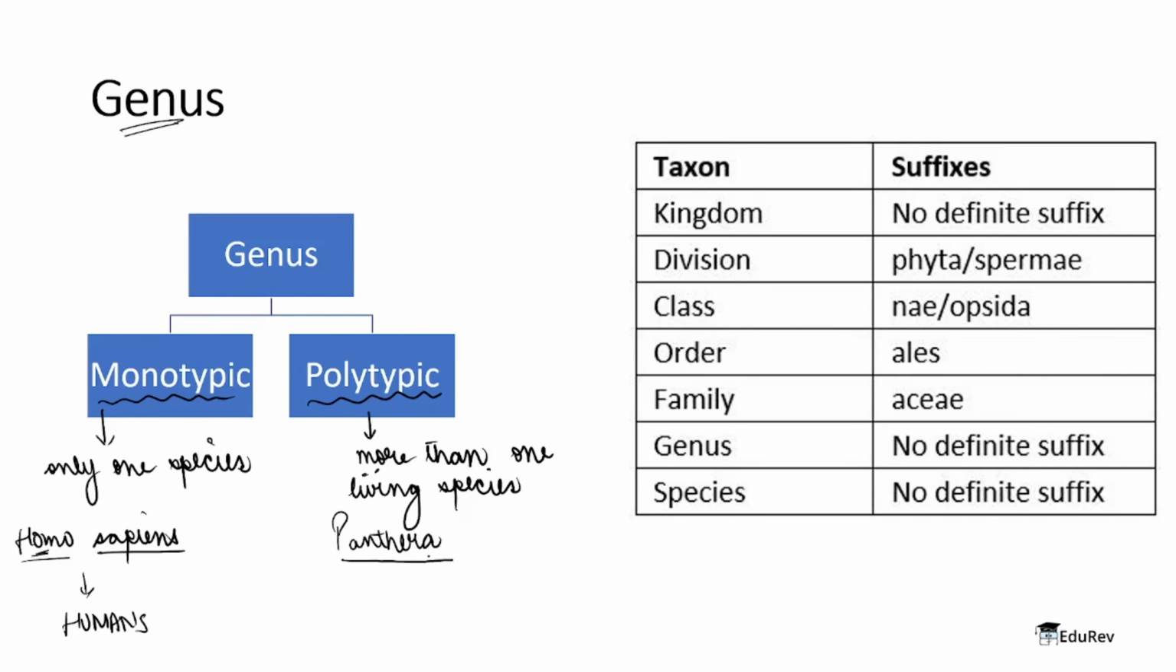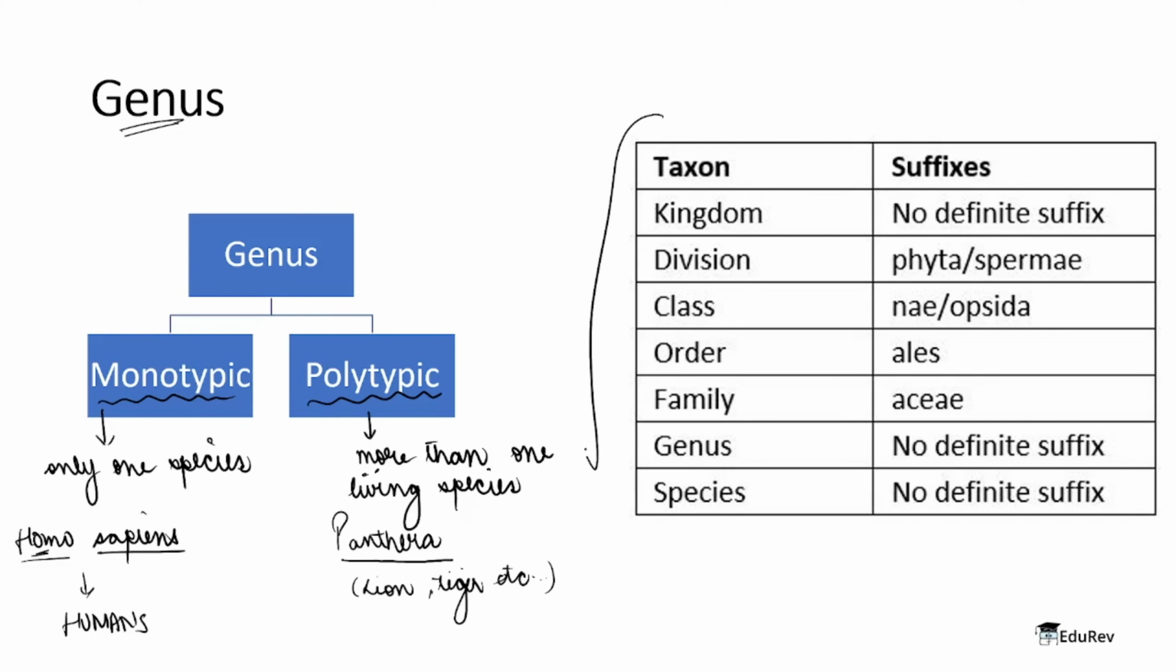So with Panthera we have a polytypic genus including lion, tiger, leopard and etc. So all the big cats come in the category of Panthera, like lion, tiger and leopard. Great. Now let's look at this particular table that we have with us.